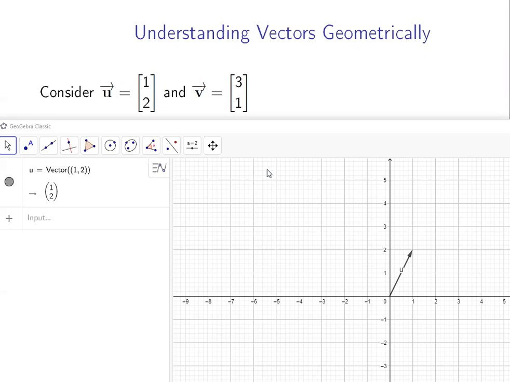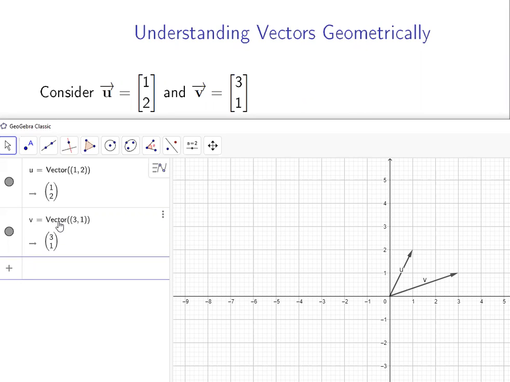So here is something called GeoGebra. If you all have graphing calculators, this actually does all this stuff in your graphing calculator, and it's super cool. It doesn't cost you anything, it's completely free. So in GeoGebra, notice I typed in vector u, which is (1, 2). Then I type in vector v, and that gives me my vectors just like I wanted. This is the vector u, and this is the vector v.